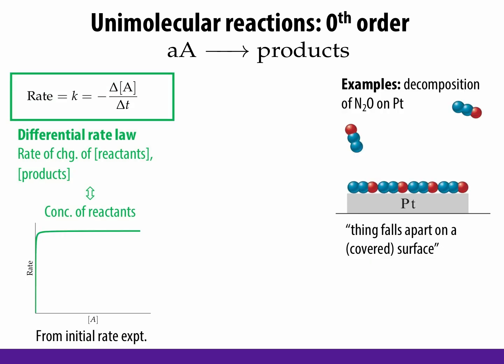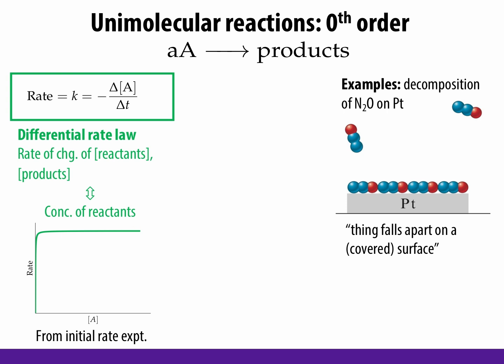Our last example here is a 0th order reaction. In that case, we have rate is equal to k is negative delta A over delta t. So what that looks like here is that the rate is just a constant number. I'm drawing this a little bit more realistically. Eventually the rate does have to go to 0 if A has a concentration of 0, but at any reasonable concentration, the rate is basically constant.